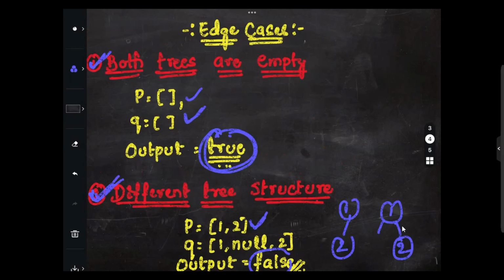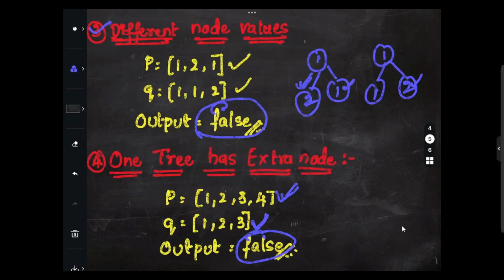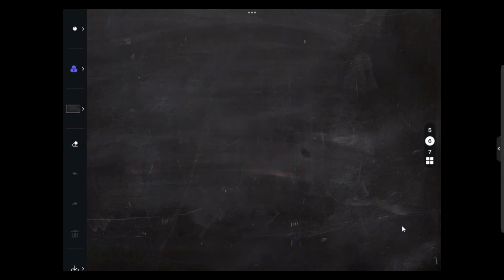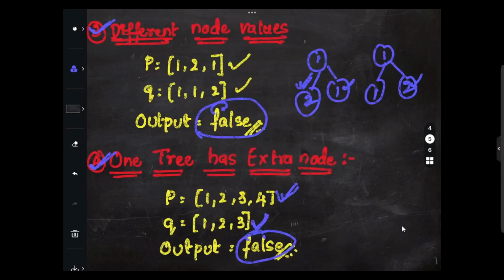The second edge case is for different tree structure. The third edge case is for different node values, and the fourth edge case is for one tree has extra node. This is fine. These are the 4 edge cases that we need to keep in mind. Now we are completely familiar with the approach as well as the edge cases. We are good to write the code, right?